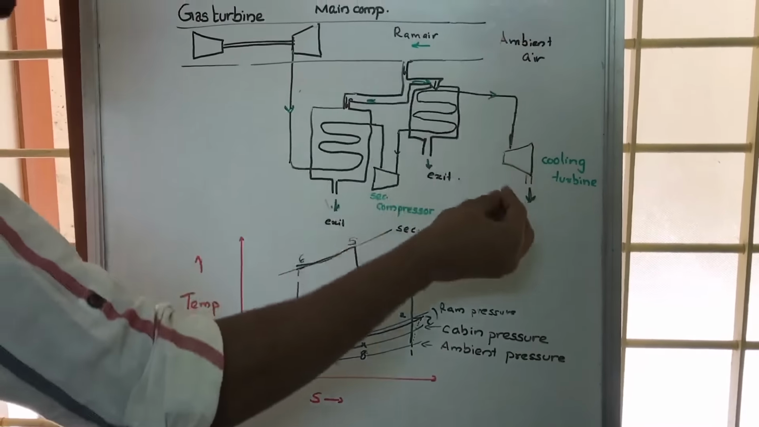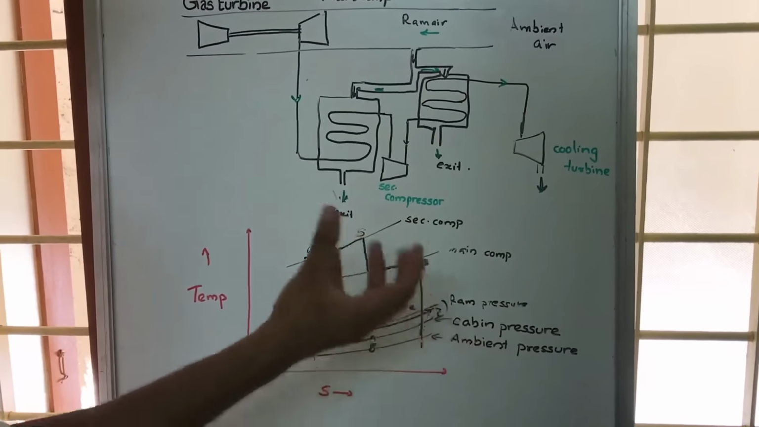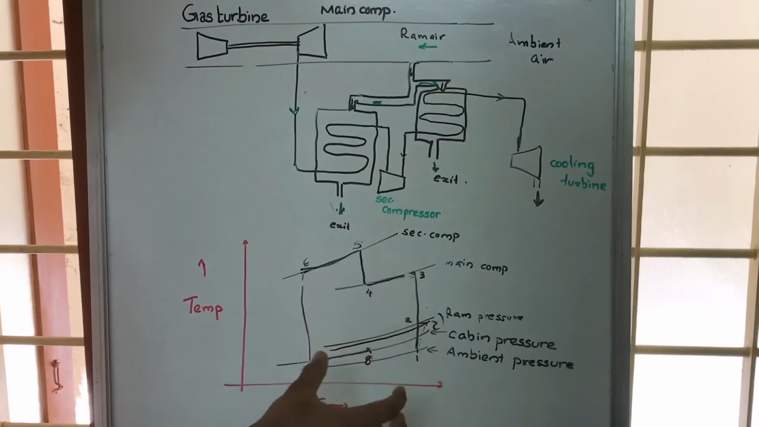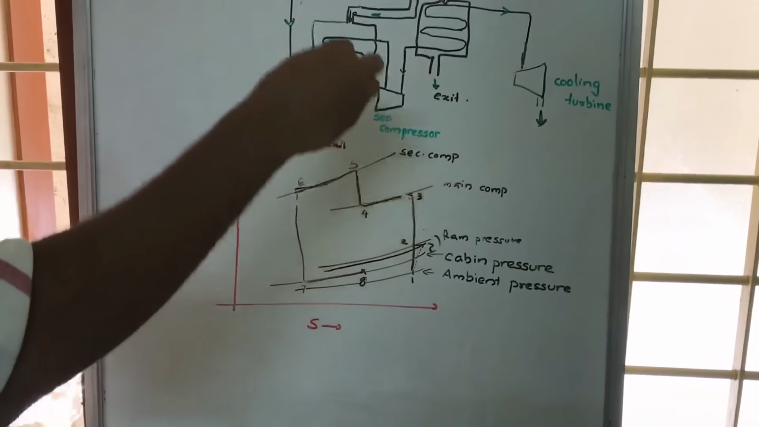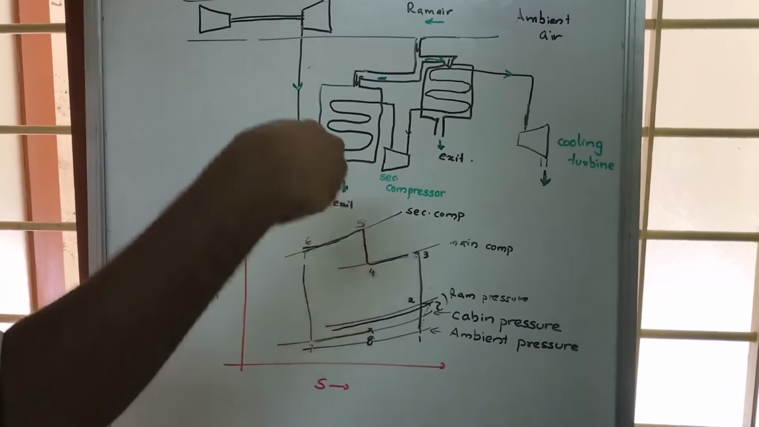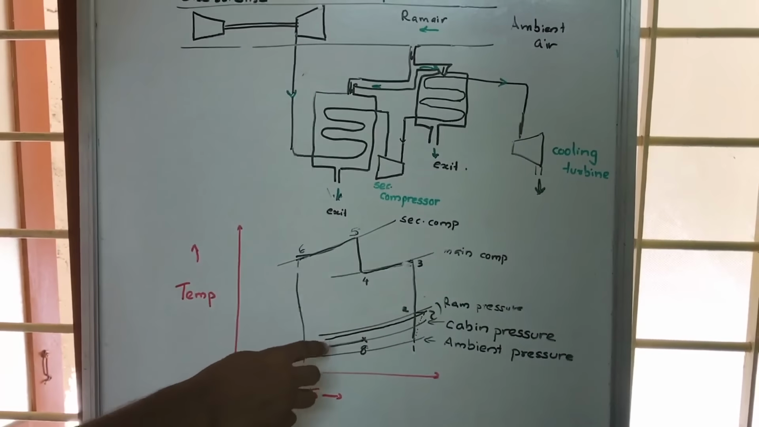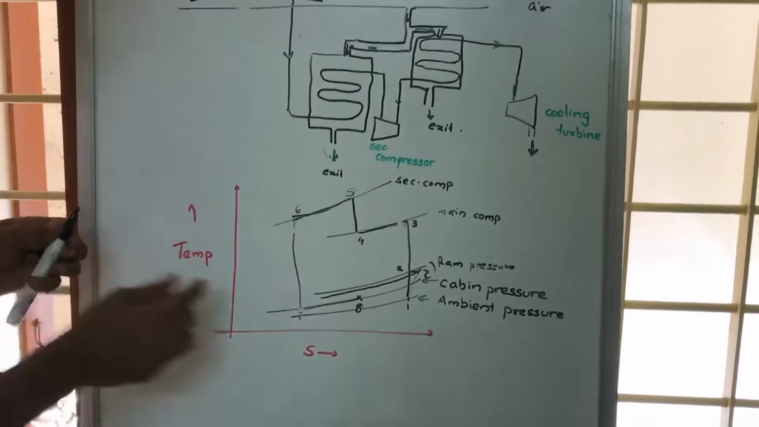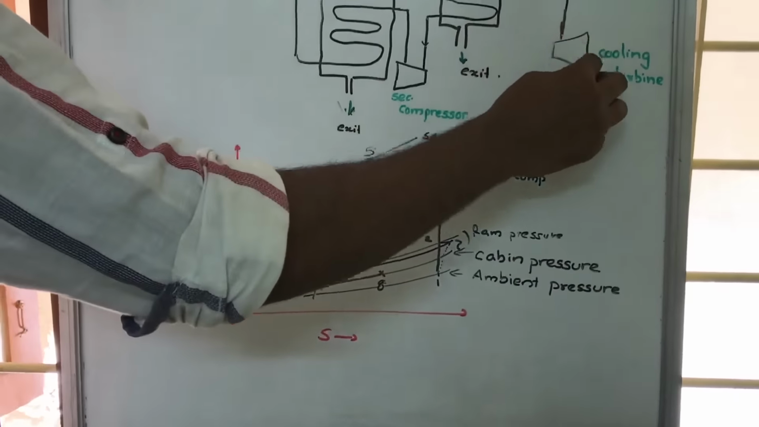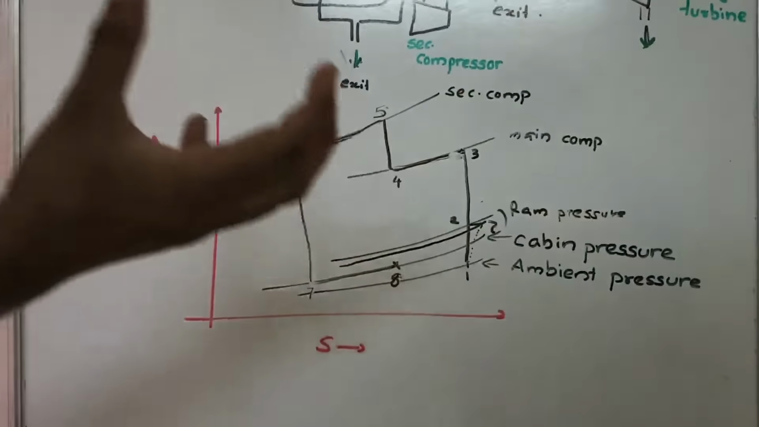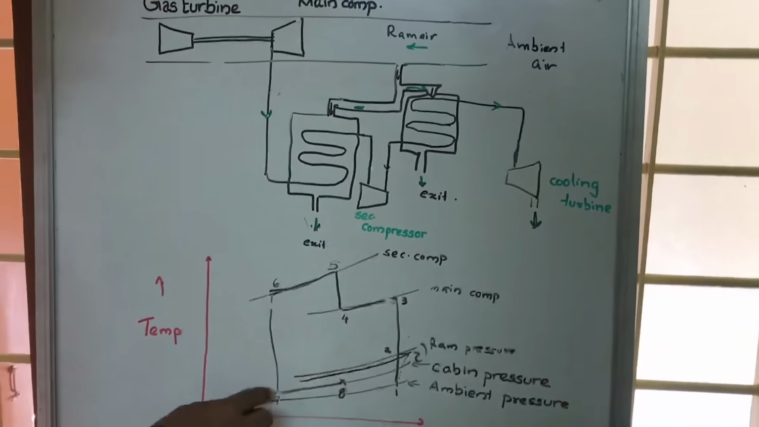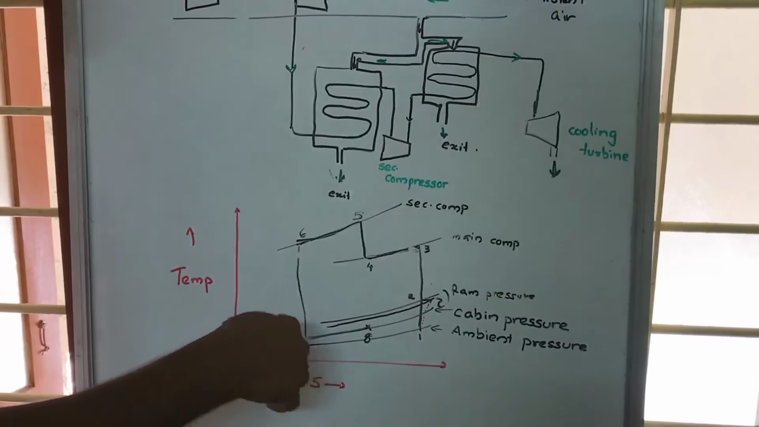And when the temperature reaches an optimal level, at an optimum pressure and temperature that provides comfort to the passengers, that particular cold air will be supplied to the cabin. So that is called the cabin temperature and cabin pressure. This is the cabin pressure. So cabin pressure is the pressure which is coming out of this particular turbine, and it is that pressure at which we are supplying the air to the cabin. So at 7 it enters the cabin.